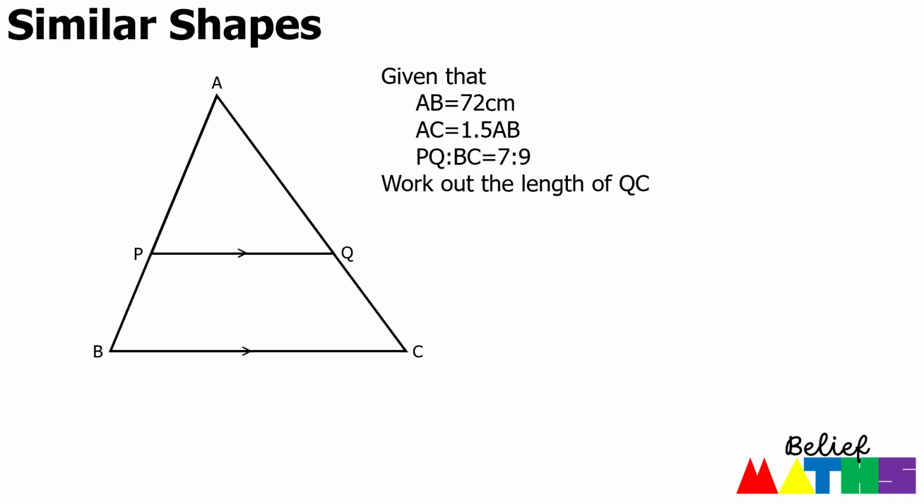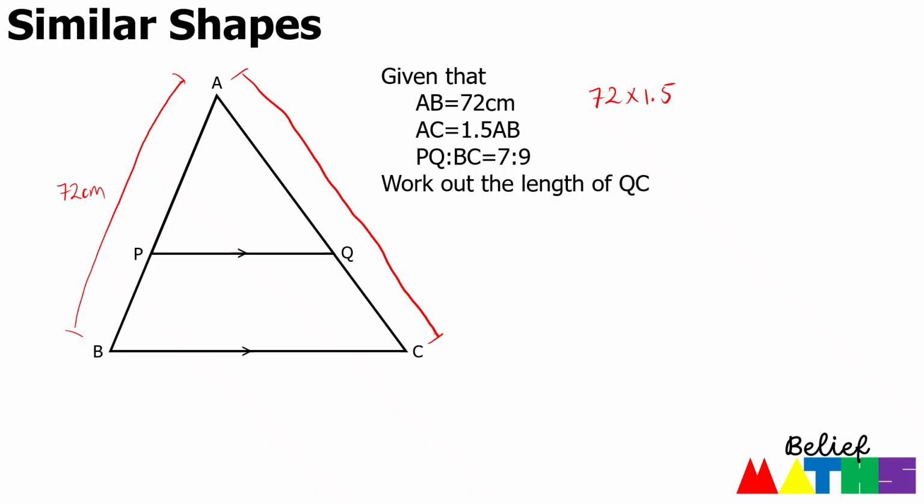Now in this question we've got similar shapes or similar triangles, and we're just going to try and translate all the information that we're given onto the diagram. So the first thing, AB is 72, so this length from A to B is 72 centimeters. It then tells us that AC, so from here all the way down to here, is 1.5 times AB. Okay, well if we figure that out, that's 72 times 1.5, and if we do that we get 108. So this length is 108.